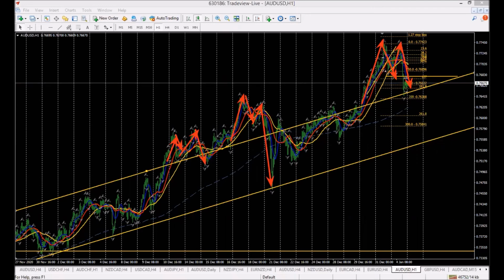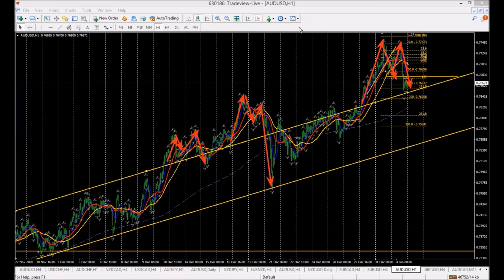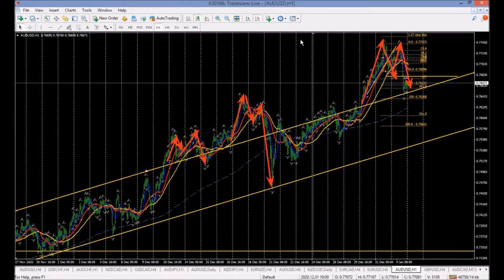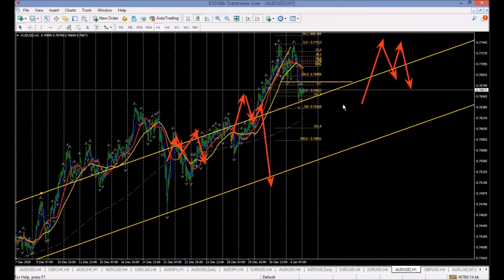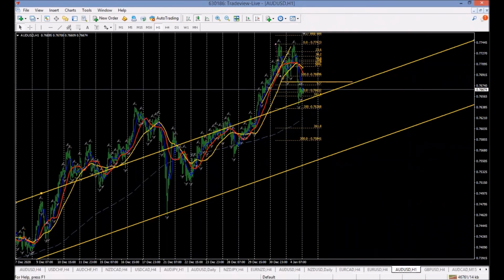Let's see if we can just scroll this chart back a little bit more. How do you do that? You see this little arrow there? You scroll that across there. Now you can scroll the chart back a little bit more, so it gives you more room for drawing ability.